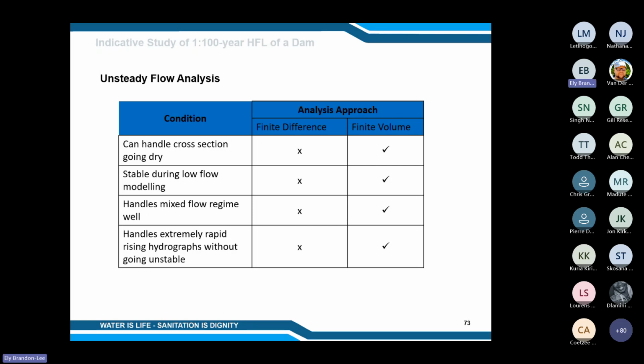Therefore, in summary, it has a greater probability of producing a more stable model compared to the finite difference method. You can run your model using the finite difference method, but should this method produce an unstable model, you can always try and run your model with the finite volume to produce a more stable model.